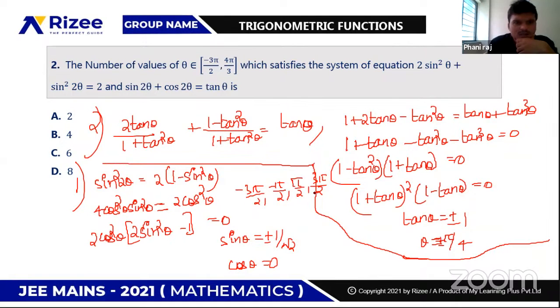Sin square theta equal to plus or minus 1 by 2, 2 times this thing. Okay, not this, but there is another value. You can figure out what that is. Minus 3 pi by 2, minus pi by 2. When is cos 0 in this one? We'll see.